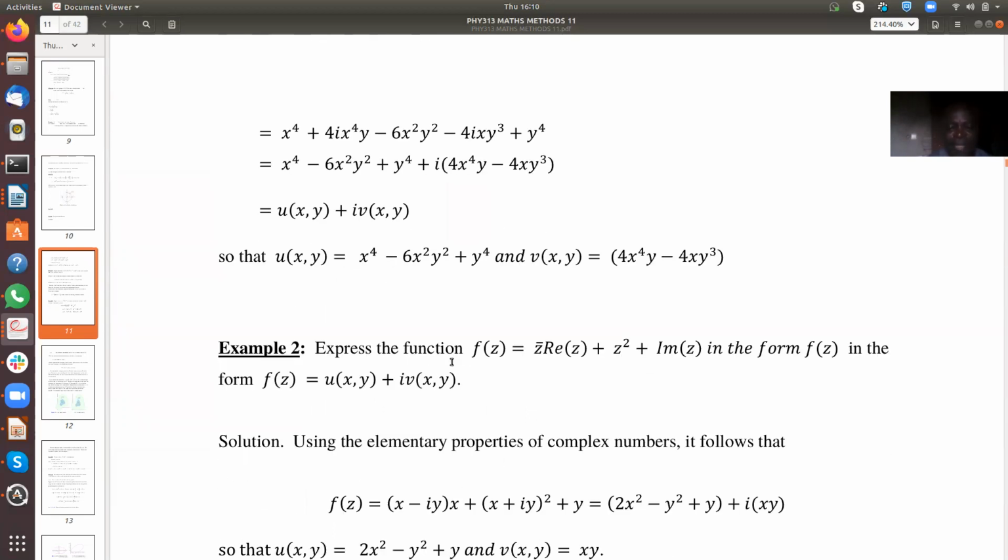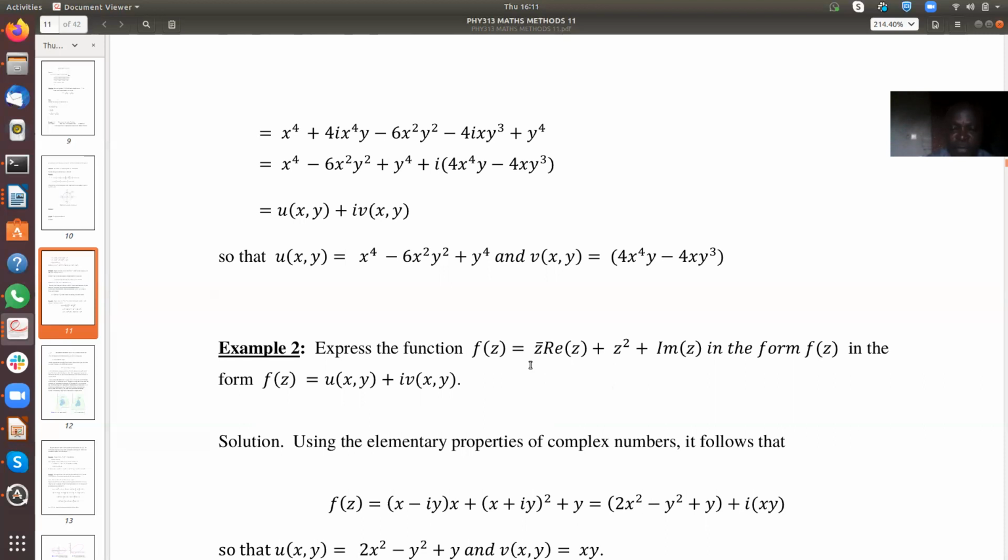Say we expect the function f of z equals z bar times real of z plus z squared plus imaginary of z, rewritten in the form of u plus iv. What we're expected to do here is that, in this case, they are not asking us to take z to a polar form, so it's just ordinary z. We know that z can be written as z equals x plus iy. So where you see z, you put x plus iy.